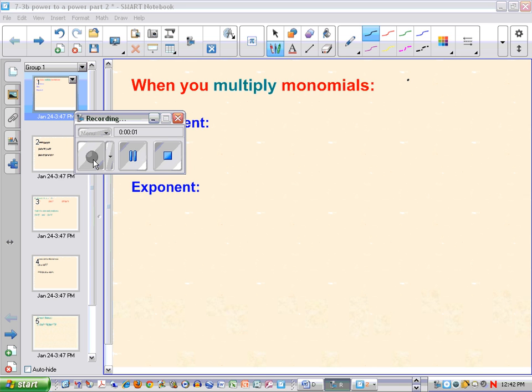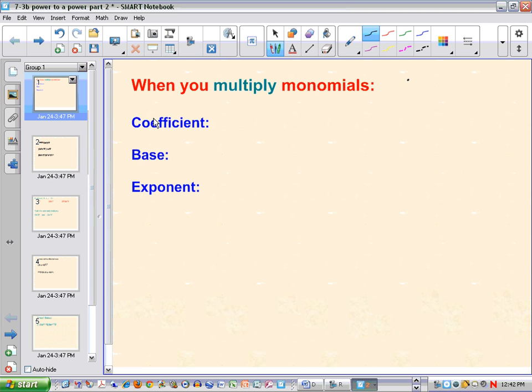Okay, here's power to a power, part 2. So the last slide on the previous video was talking about taking a monomial to a power. Now we're talking about multiplying monomials, so we can see the difference. So here's a monomial. Here's a monomial.